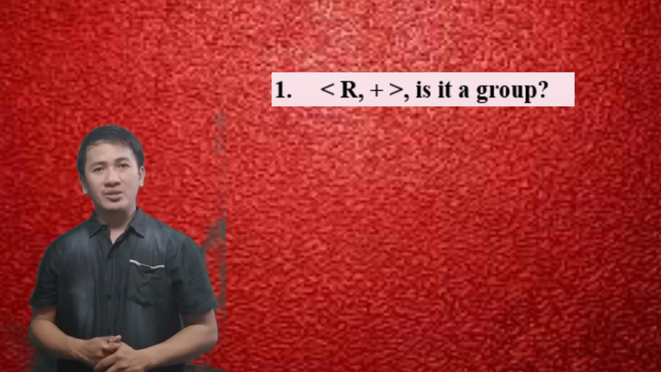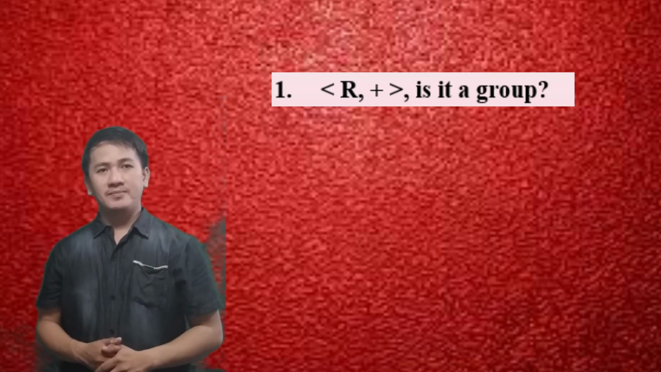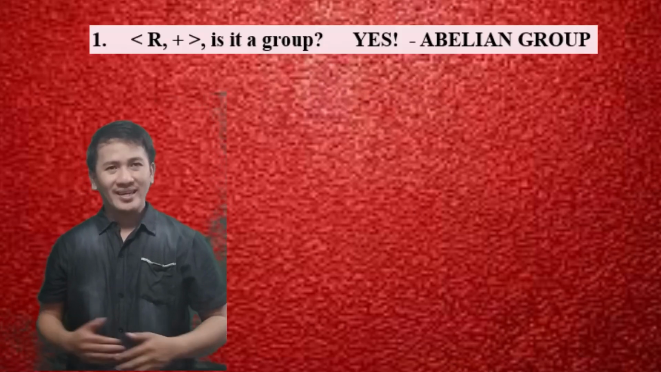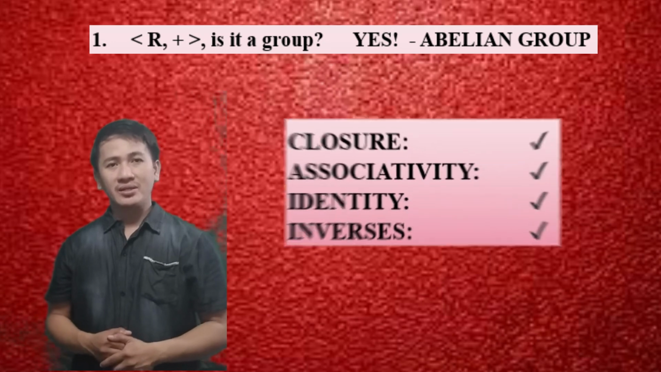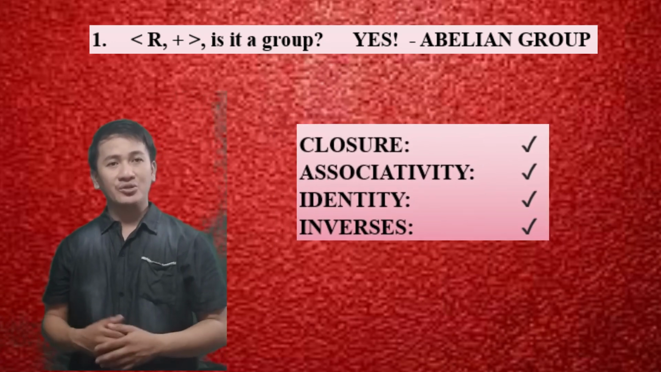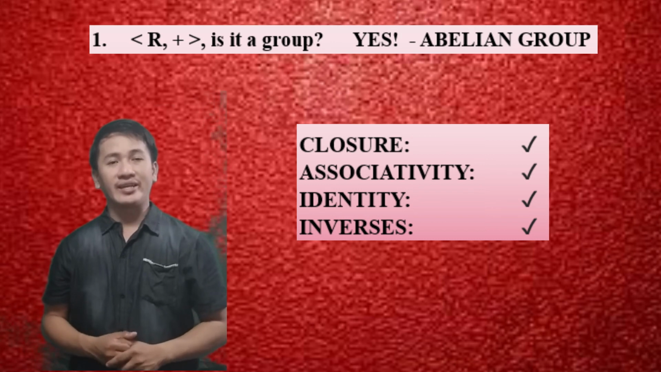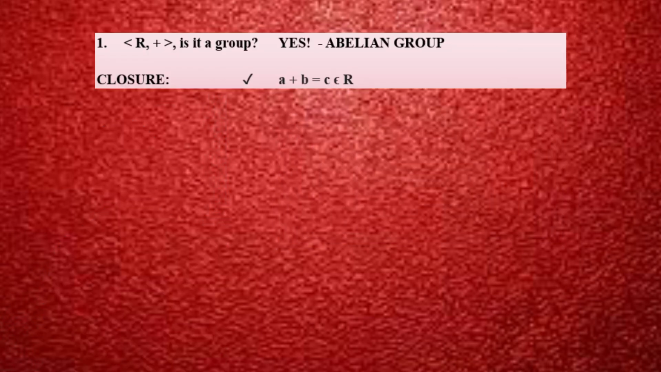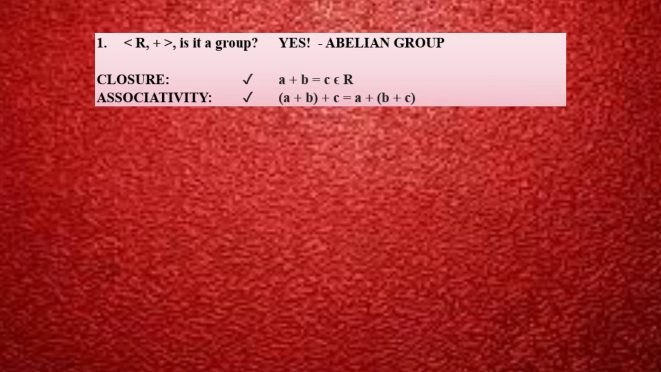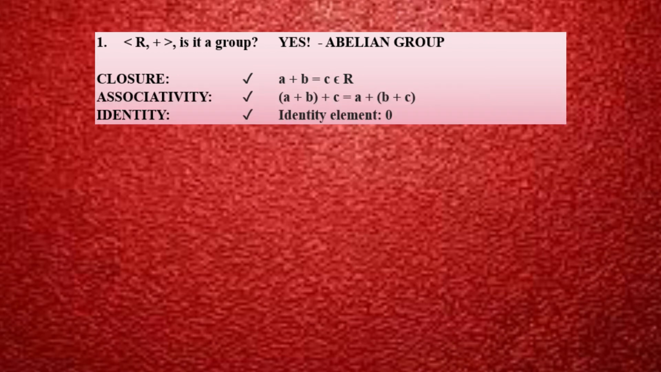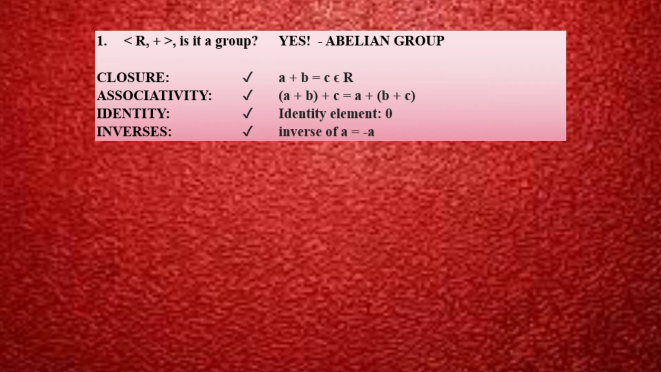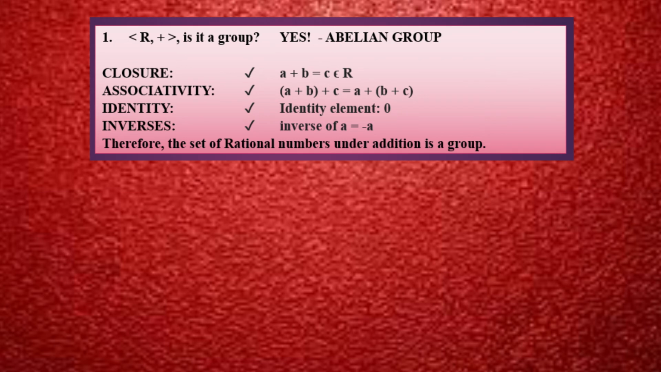The set of real numbers under addition. Is it a group? The correct answer is yes. Well, we know that the real numbers under addition satisfy closure, associativity, identity, and inverses. In fact, we know that under addition, we can say that it is associative. We can say that the identity element of real numbers under addition is 0. We can also say that the additive inverse of element A is negative A. So we conclude that yes, it is a group.